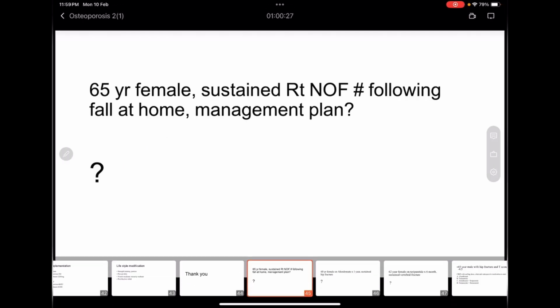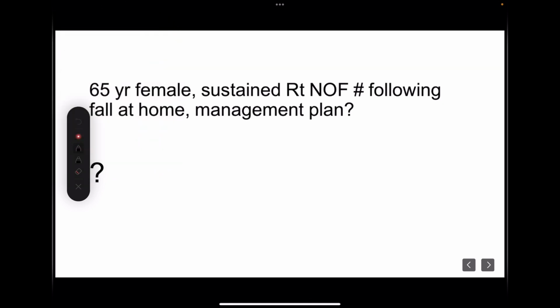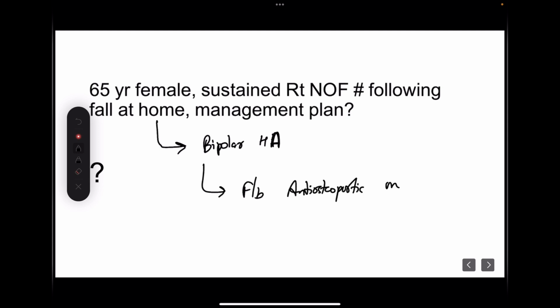And there are certain examples that we should discuss in the lecture. A 65-year-old female who had a right neck of femur fracture at home. Management plan, obviously we will go for surgical management, bipolar hemiarthroplasty for this patient, followed by anti-osteoporotic medication. Which one? Anti-resorptive or anabolic? Which one should we give? Since the patient has a fragility fracture, ideally we should go for an anabolic like teriparatide.